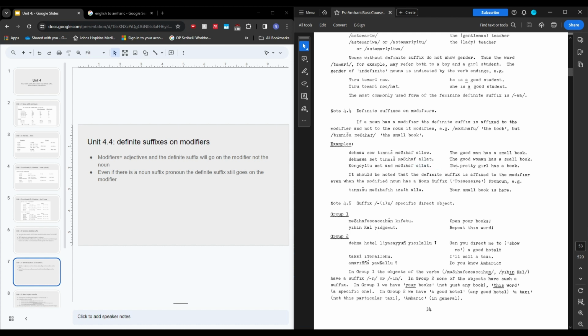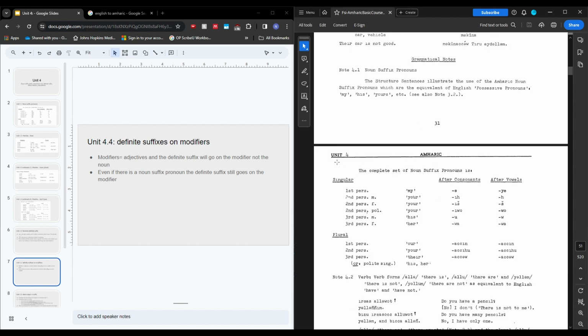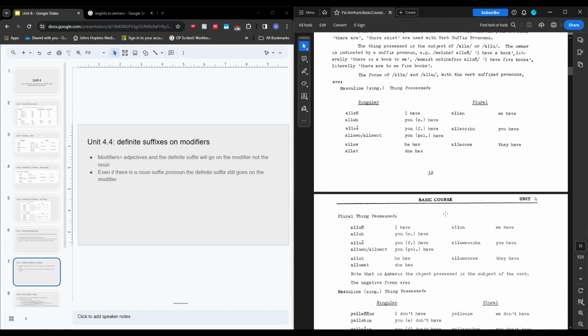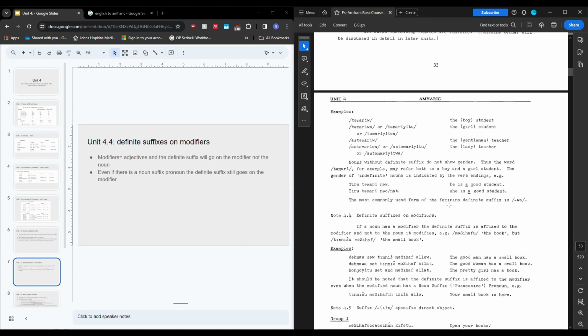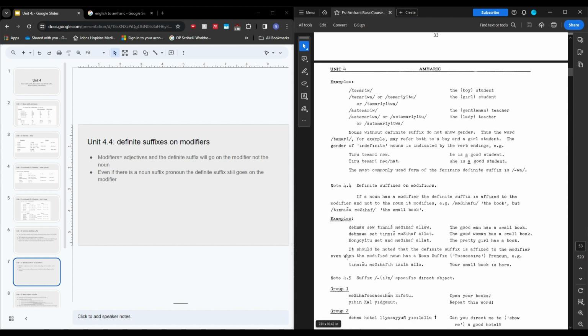So the pretty girl has a book. And just for clarification, I think the book is actually pretty smart for mentioning this. If you use one of the possessive pronouns that we talked about way up here on the noun, it doesn't change the fact that if it's being modified by something, the modifier is going to have the definite suffix. So tinishu is the small, mesaf is book, mesafe is like your male book.